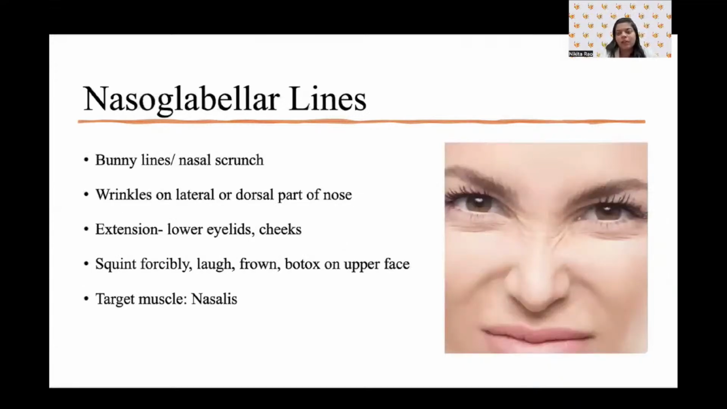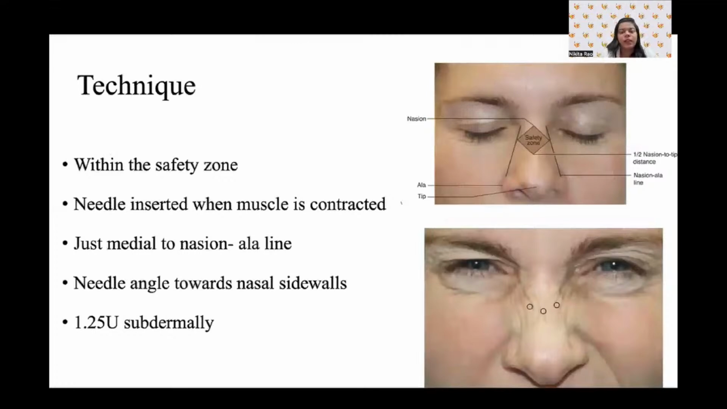So nasal glabellar lines, also known as bunny lines or nasal scrunch, are wrinkles on the lateral and the dorsal part of the nose. They can extend from the lower eyelid to the cheeks. They get accentuated when there is a forced squint, laugh, or frown on the upper face. The target muscle here is the nasalis. So it is again given in the safety zone. The needle should be inserted when the muscle is contracted, just medial to the nasion ala line, and the needle angled towards the nasal side walls. 1.25 units subdermally should be given.